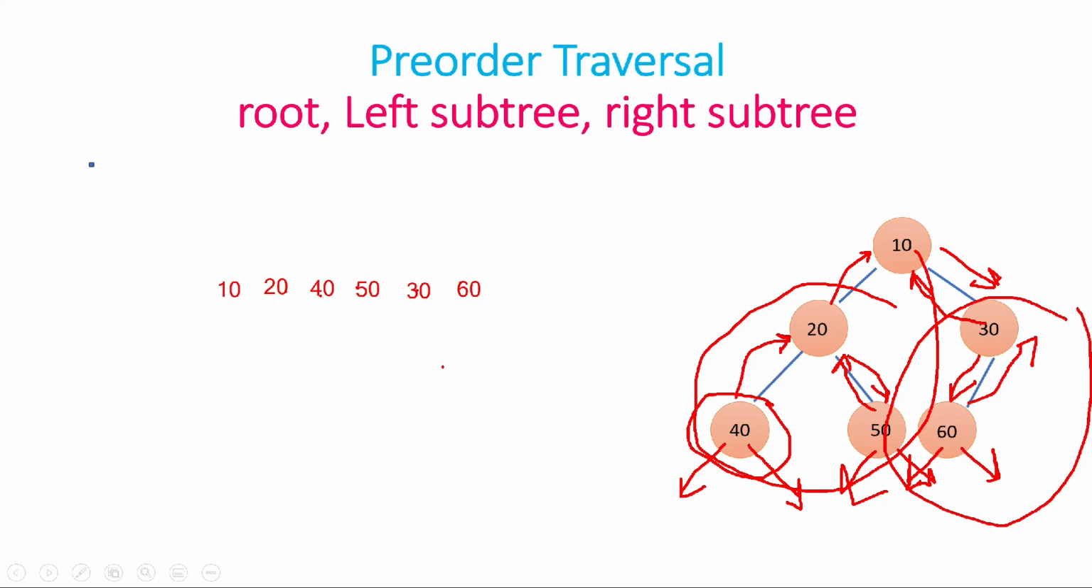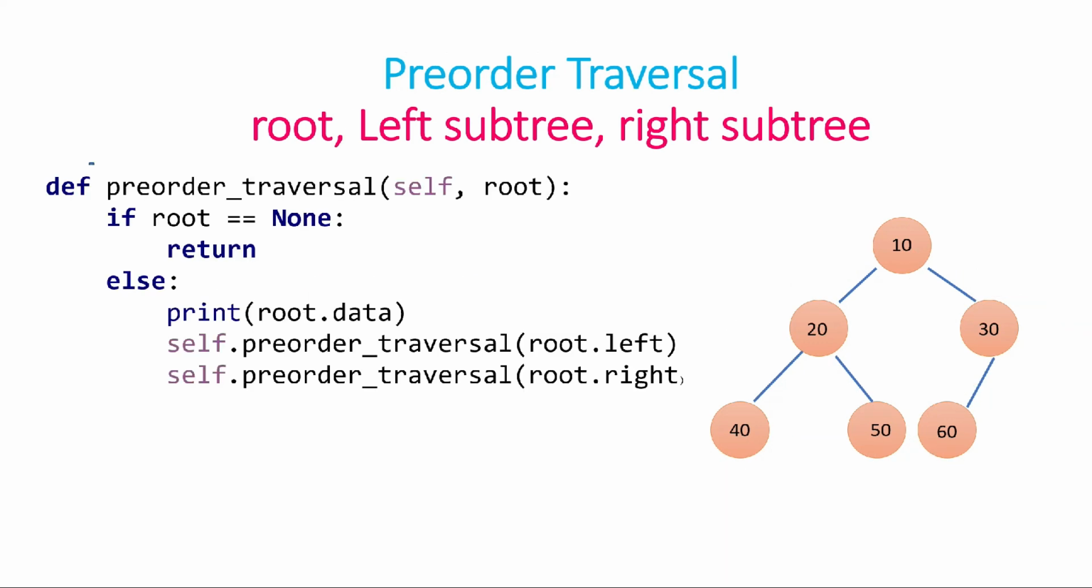See, the order of the elements is completely different from what you got in the in order. Here the result is 10, 20, 40, 50, 30, and 60. So this is your pre-order traversal. If you want to see the code, this is the code. See, the only change in this method is that you are going to print it, then you are traversing the left subtree, and then you are traversing the right subtree.